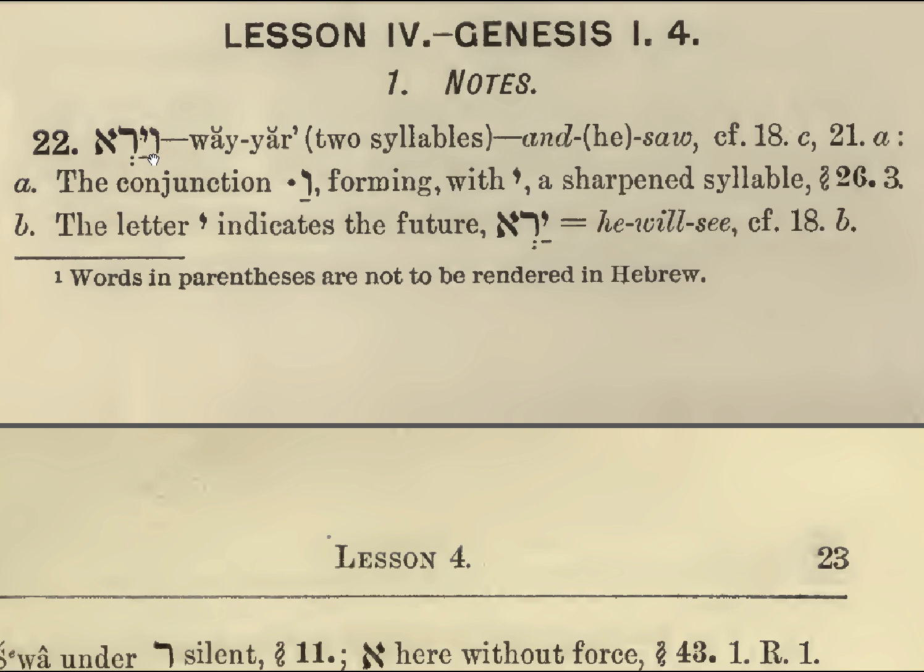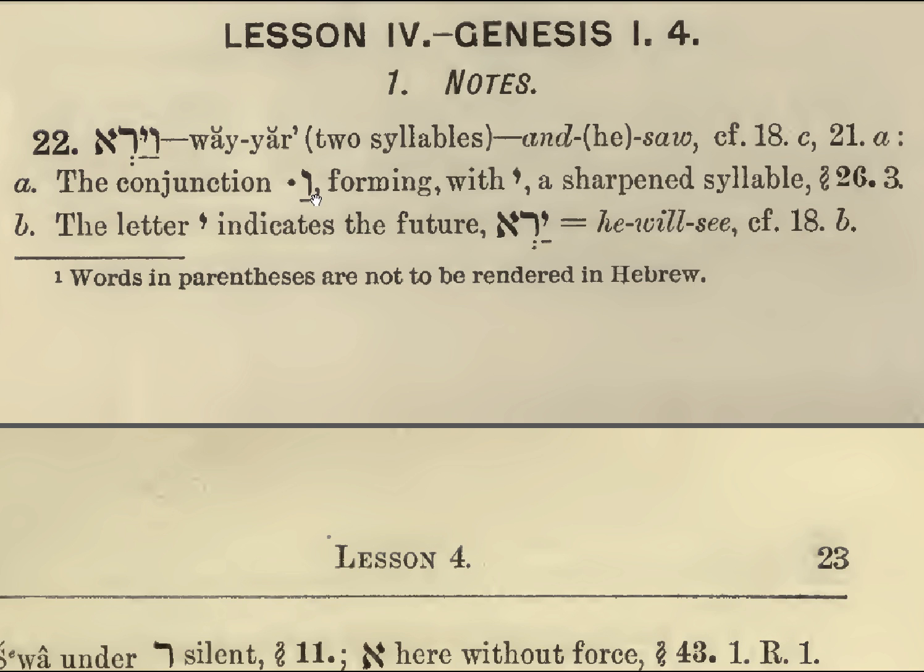Vayyar. And here we see the transliteration with the W sound for the Babylonian. But in our synagogue, it's Vayyar. It's two syllables. And he saw.